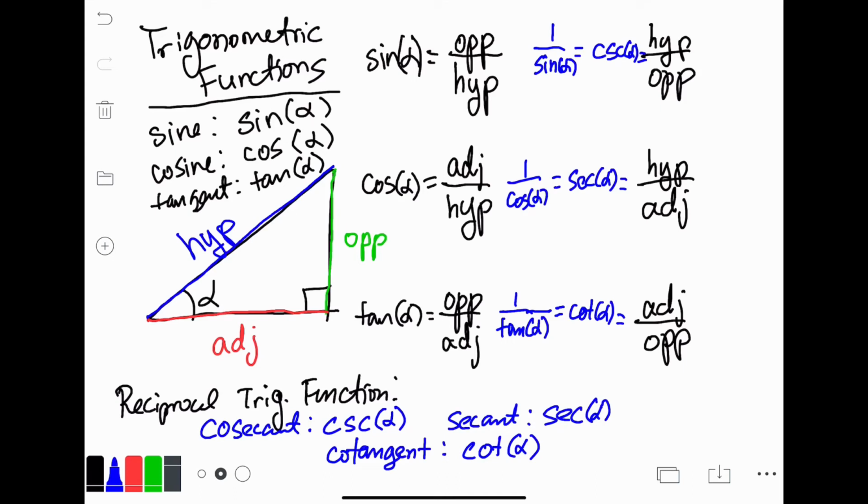Okay? So these are the 6 trigonometric functions you need to know. In reality, you only need to know 3. You only need to know sine, cosine, and tangent, because those are the main ratios. However, the reciprocals are very easy. You just flip the denominator and numerator. But that also does have a name.